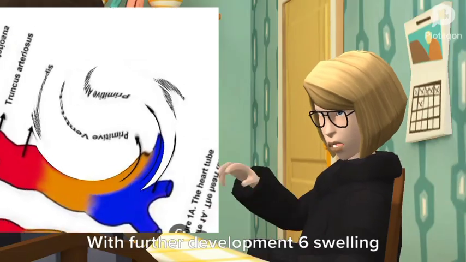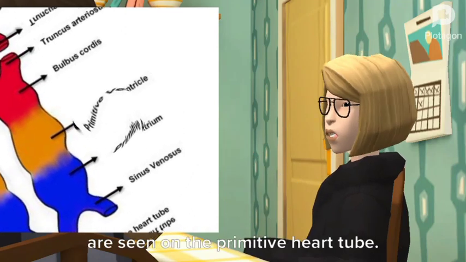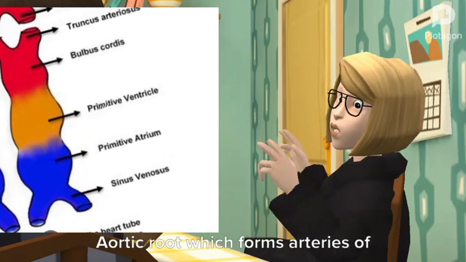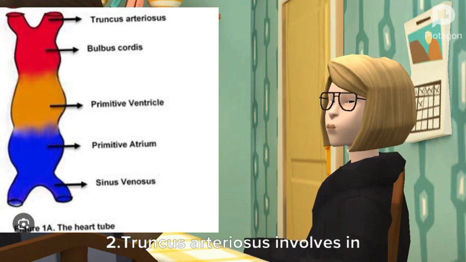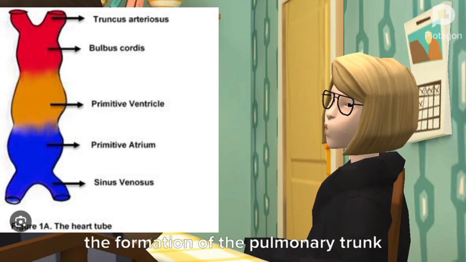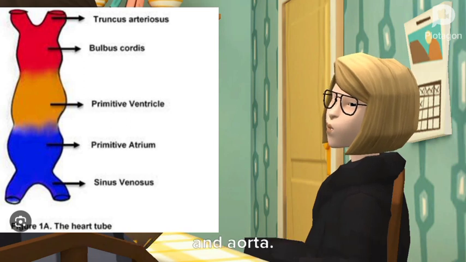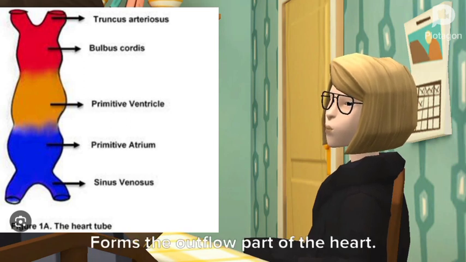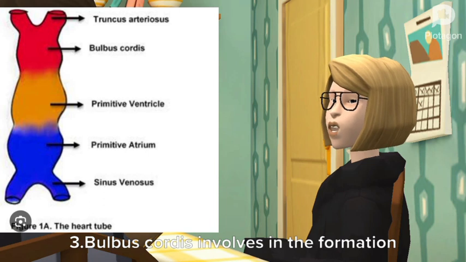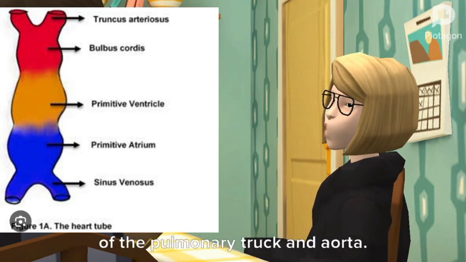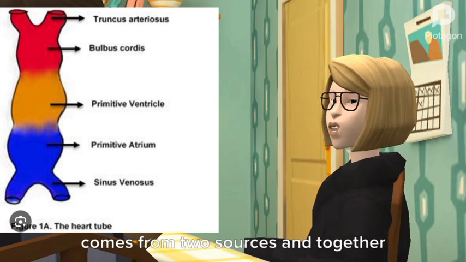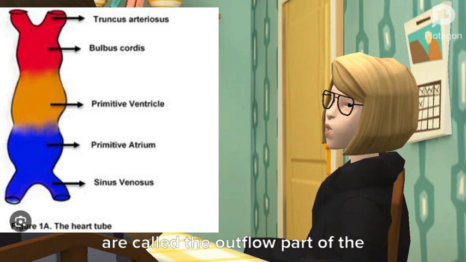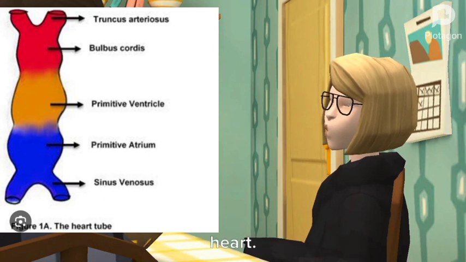With further development, 6 swellings are seen on the primitive heart tube. 1. Aortic root, which forms arteries of the aortic arch. 2. Truncus arteriosus is involved in the formation of the pulmonary trunk and aorta. It forms the outflow part of the heart. 3. Bulbus cordis is involved in the formation of the pulmonary trunk and aorta. Note, the pulmonary trunk and aorta come from 2 sources and together are called the outflow part of the heart.